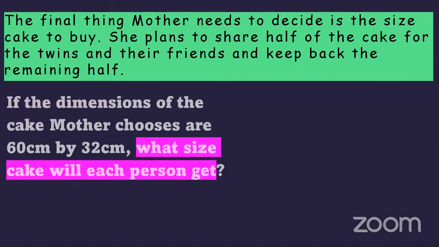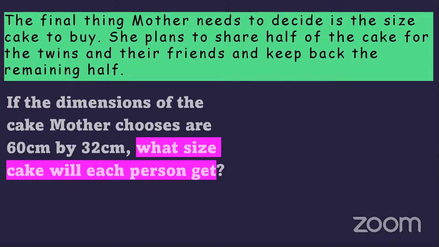Now she plans to share half of the cake for the twins and their friends and keep back the remaining half. So whatever cake mother is going to buy, she's going to cut it in half, and one of the halves she's going to share up for the 32 children, the twins and their 30 friends. That is her plan. All right. So she's going to keep back the other half. Maybe she's going to put it in the fridge so the twins can have it to eat for the rest of the summer and so on.